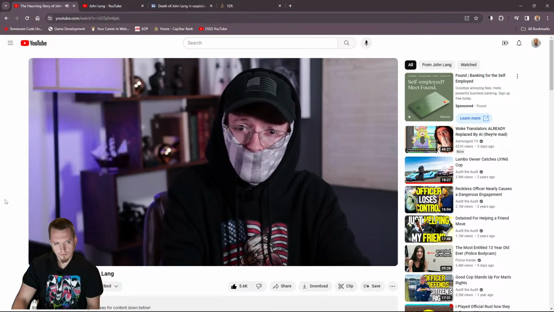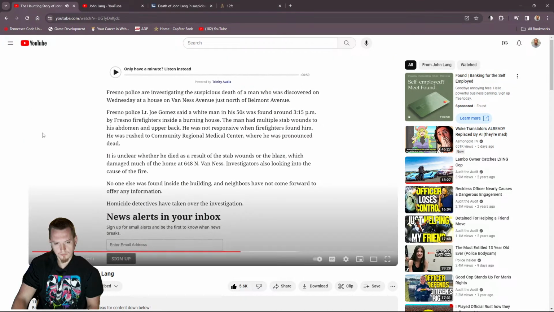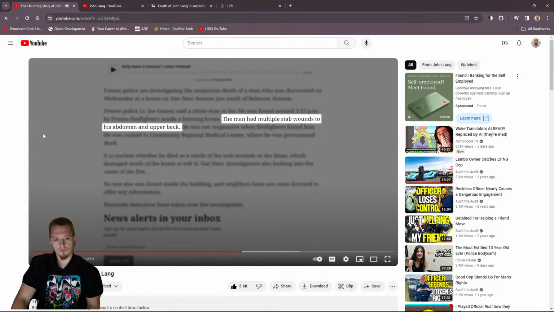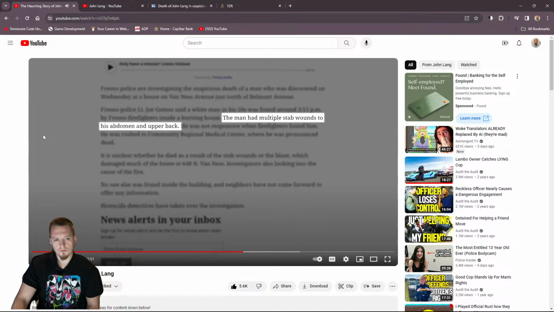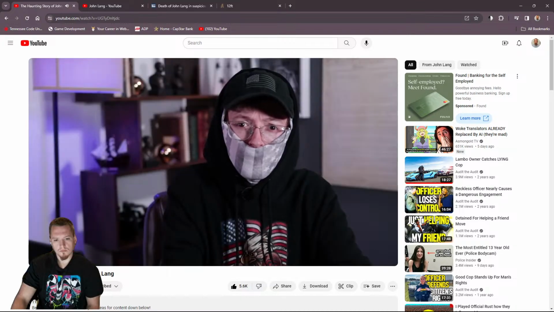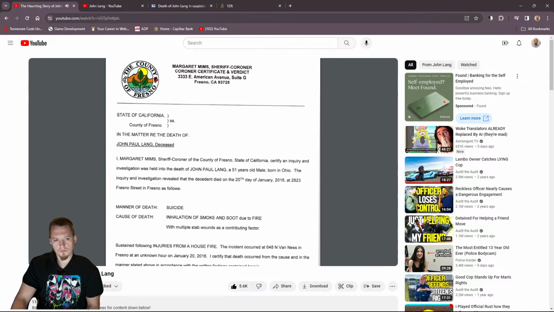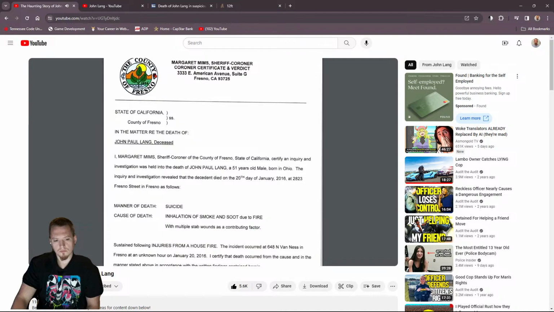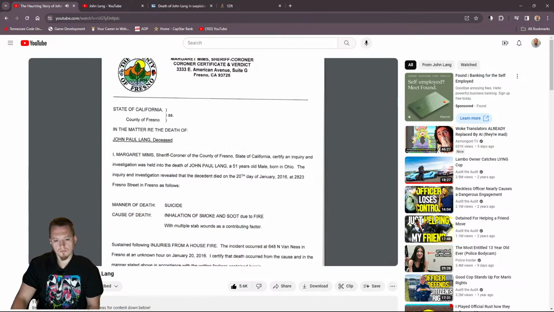Firefighters located John's body inside his home, and it was initially reported by some outlets that John had been stabbed several times, including in his back. But the final coroner's report listed that John had sustained 3 superficial stab wounds to his chest, but the main cause of death was ruled as inhalation of soot and smoke, and John's death was ultimately ruled a suicide.